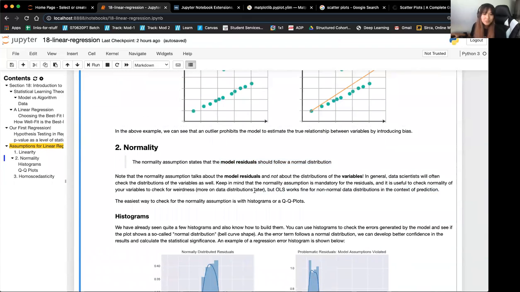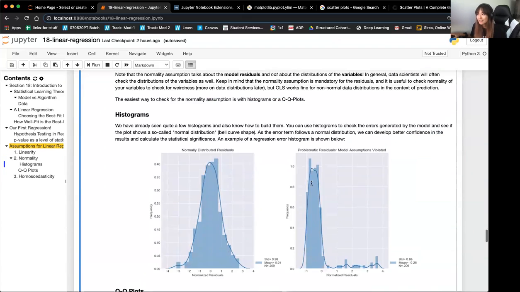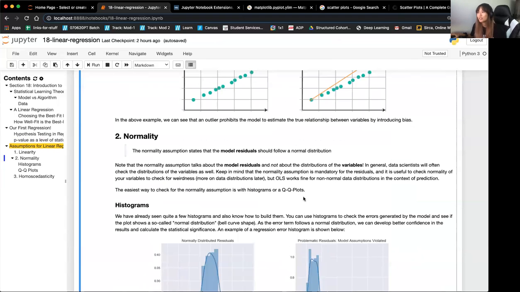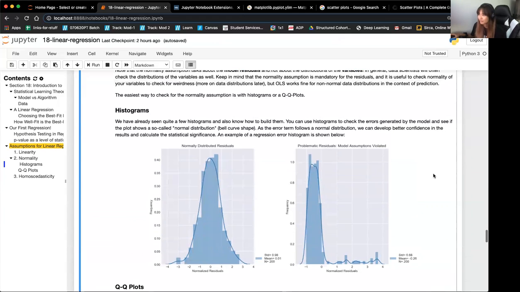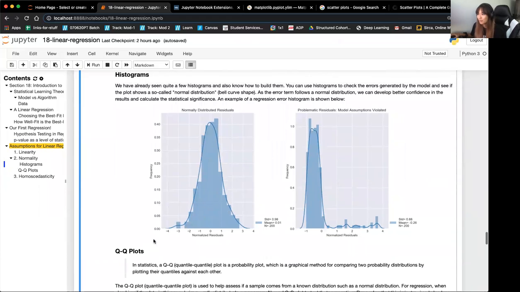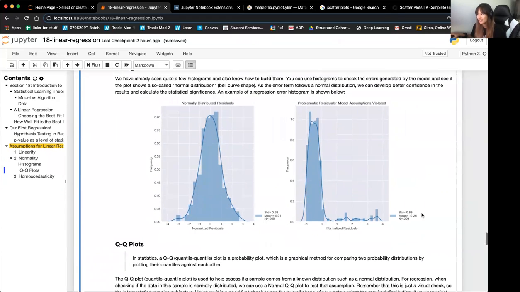And what we can do to check that is that statsmodels has something built in called a QQ plot. QQ stands for quantile-to-quantile plot. So if you're plotting your residuals, hopefully it should look something like this, not something like this.